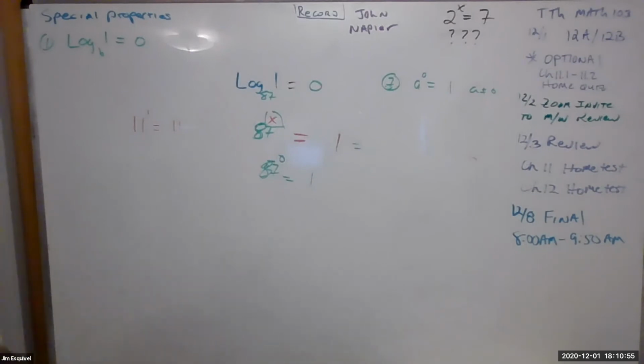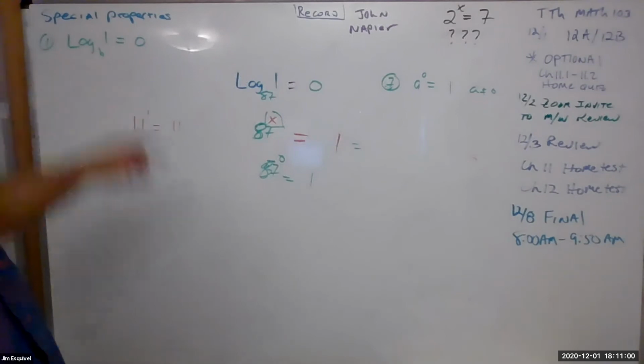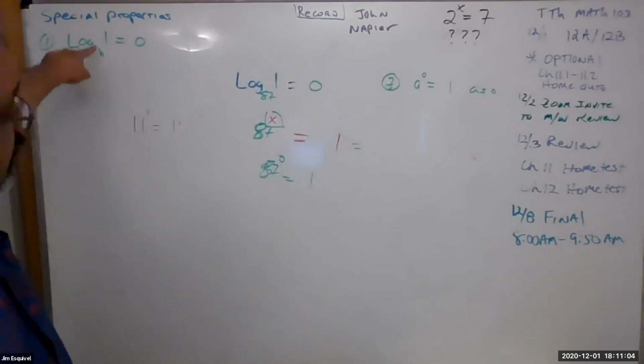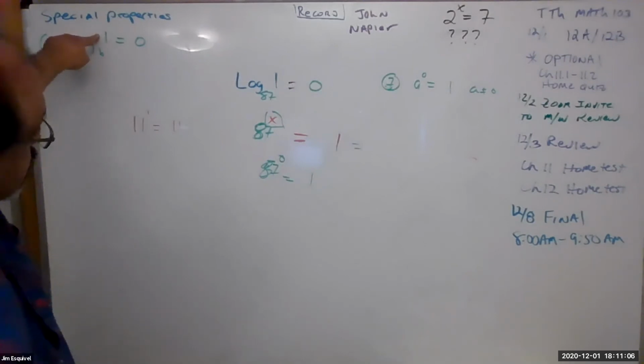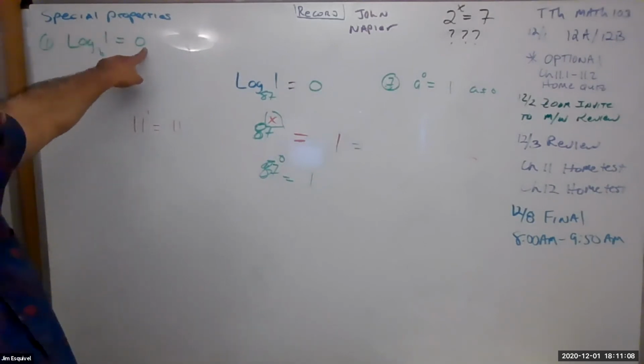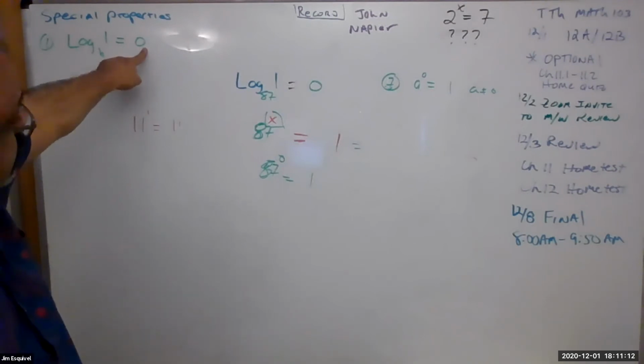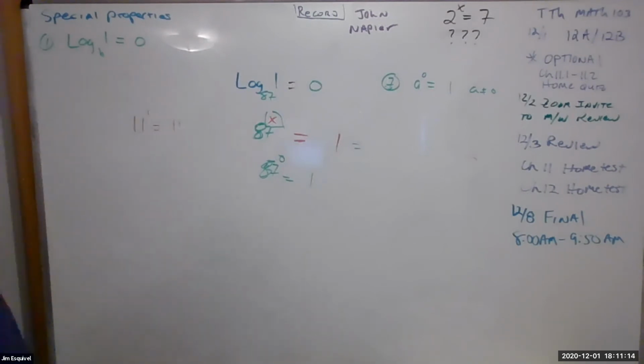Now, wait a second. I thought you said it couldn't equal 1. The base can't be a 1. Wait a minute. I thought you said something couldn't be 0. The base can't be 0. Inside here can't be 0. Over here, you could have any number you want. So we're not breaking any rules. But if you take the log of a 1, it's always 0.